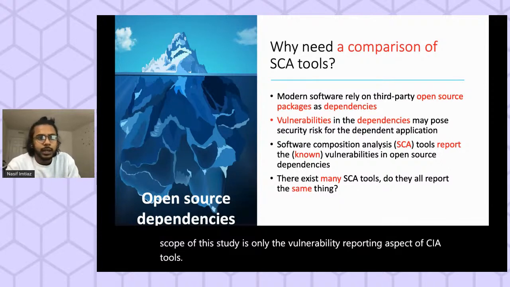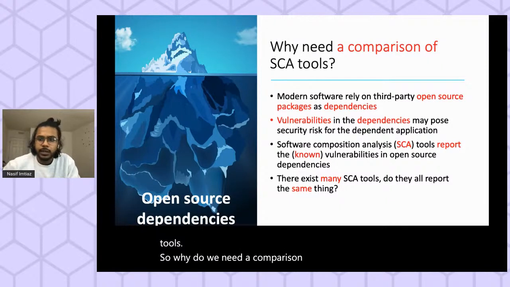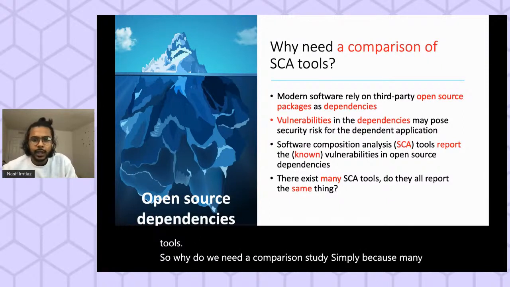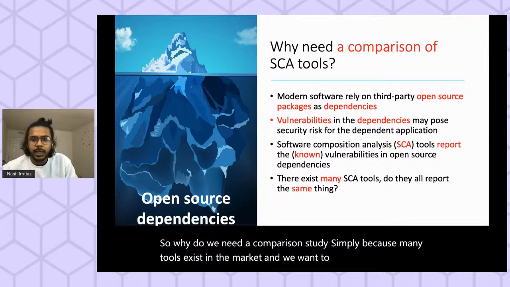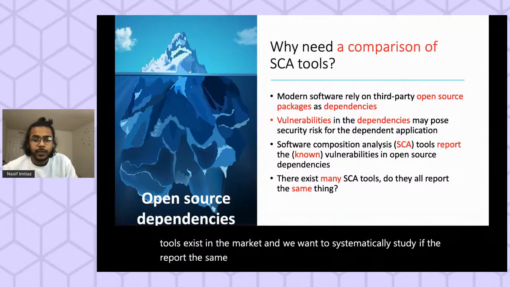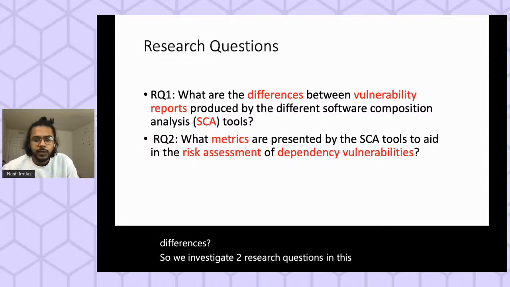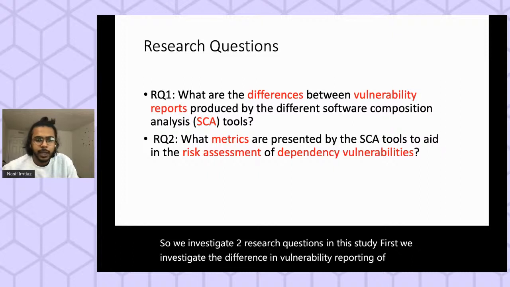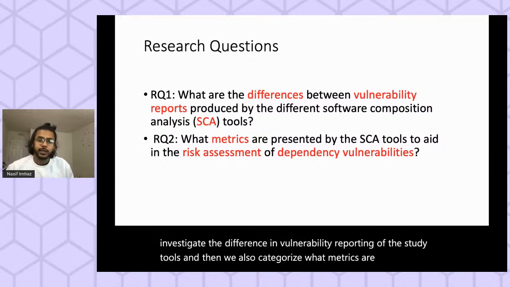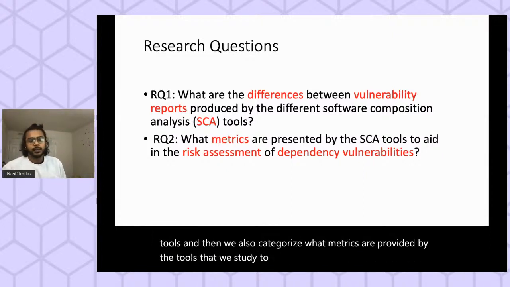So why do we need a comparison study? Simply because many tools exist in the market and we want to systematically study if they report the same thing, and if they do not, then what are the differences? So we investigate two research questions in this study. First, we investigate the difference in vulnerability reporting of the study tools. And then we also categorize what metrics are provided by the tools that we study to help in risk assessment of these dependency vulnerabilities.